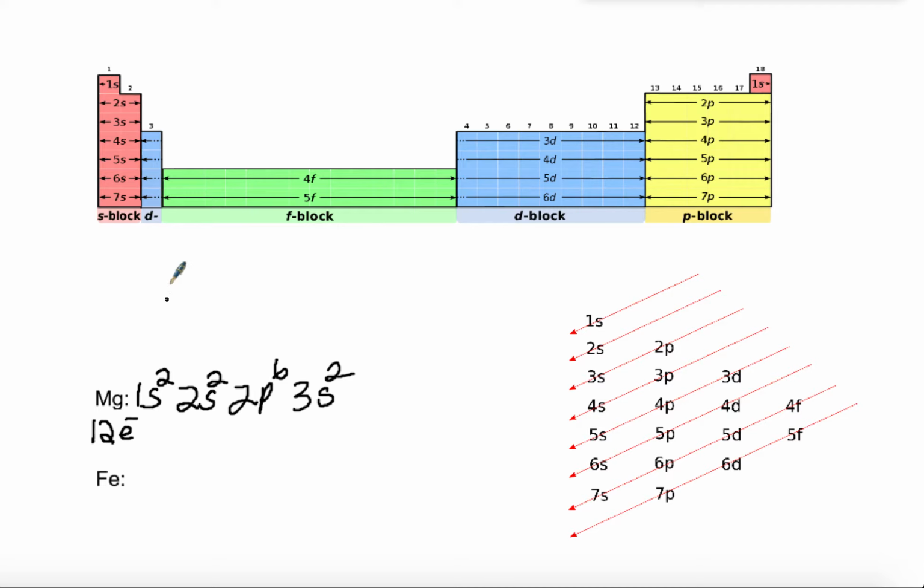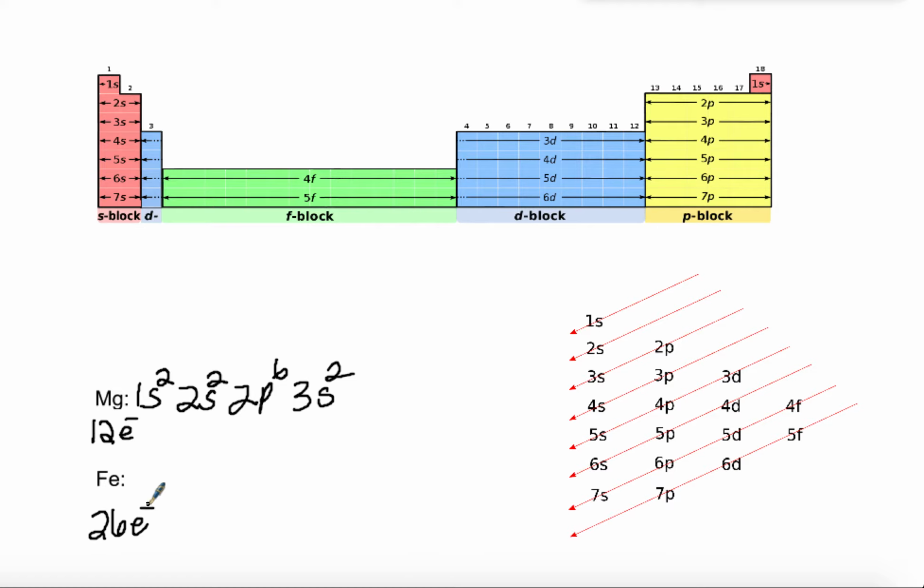For iron, rather than using the periodic table, we're going to use something called the diagonal rule. The diagonal rule can be found right here, in which all the different orbitals are listed. So the diagonal rule is really just simple. Just follow the different diagonal arrows, and they tell you the order that they go in. So iron's got 26 electrons.